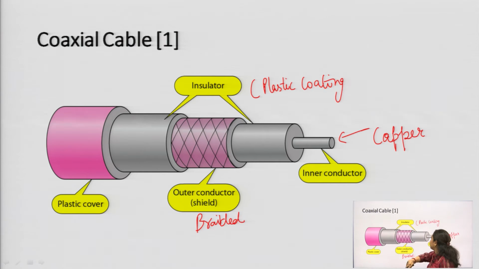Then again a plastic coating will be used, and then a plastic cover, the final cover, will be there. The insulator can be of any type of material. So, this is the basic construction of the coaxial cable, and how the data will be transmitted.